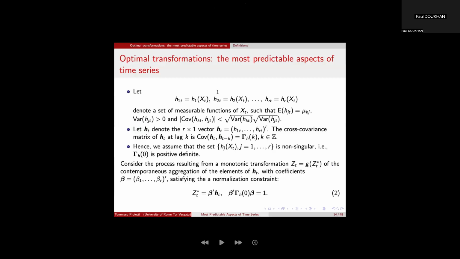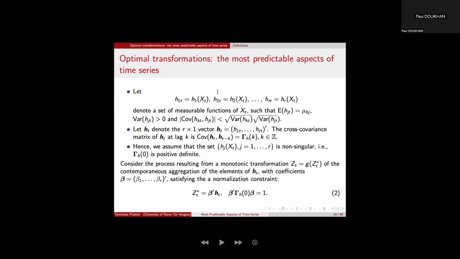Okay, so let's come to the contribution. My point is the following. I'm considering a set of measurable transformations of X_t. They represent a set of functions with the same characteristics, so that they are members of a set of basis functions. Let's call these functions H_1t, H_2t, up to H_Rt. Suppose that there are such functions. I'm assuming that these functions are non-singular, which is this condition here.